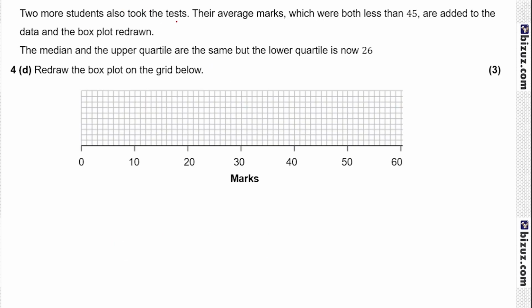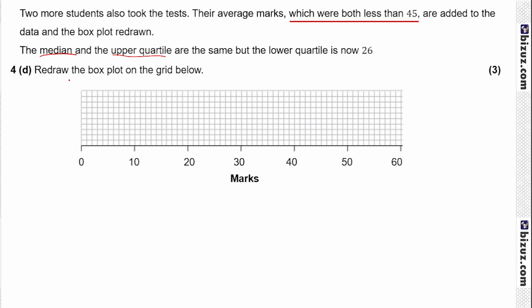2 more students also took the tests. Their average marks were both less than 45. Now, I'm just marking this for the moment. We'll need it not in this question, a bit later. They are added to the data and the box plot redrawn. The median and the upper quartile are the same. So the median, it was 30, it's still 30. The upper quartile, it was 34, it's still 34. And the lower quartile is now 26. It was 24 before, now it's 26.